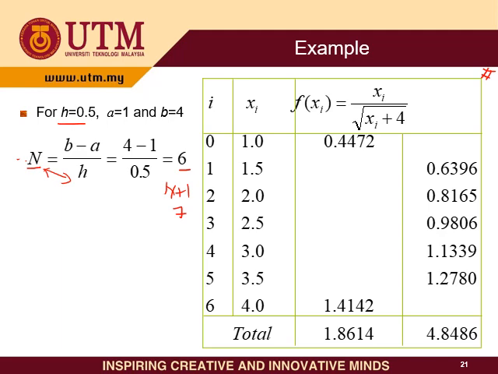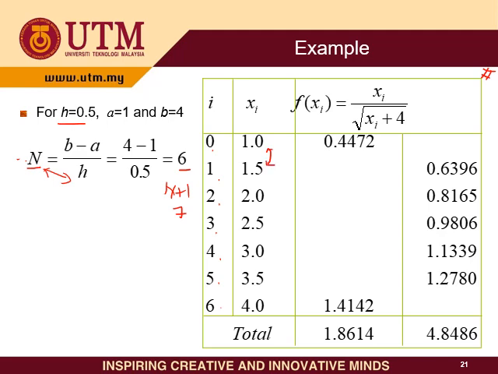Alright, so our n, if we have 6, means 6 plus 1, because we need to count the starting 0. So this is your h here. We have 0, 1, 2, 3, 4, 5, 6, that is 7 points. And this is your h, 0.5 between these two. 0.5, right? For each of them.